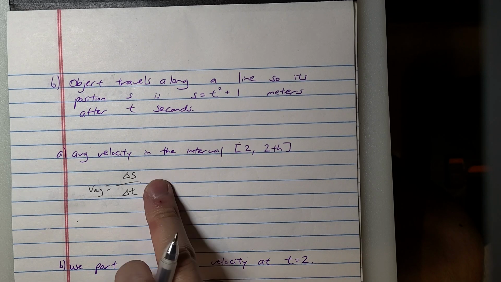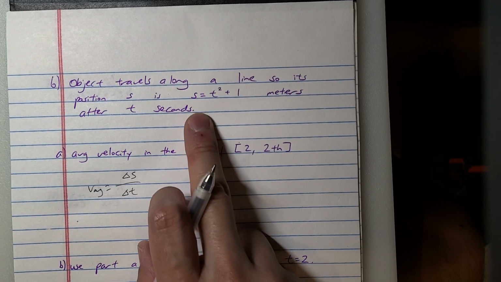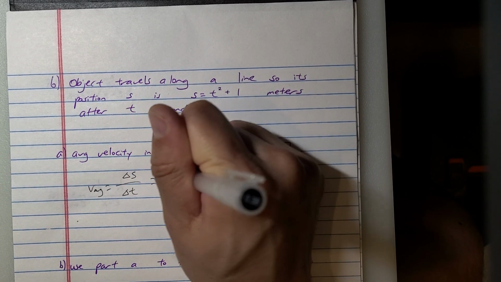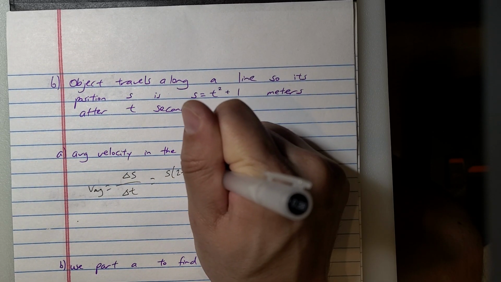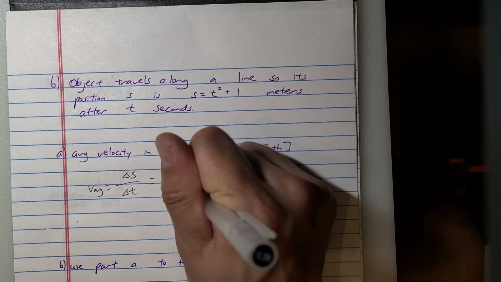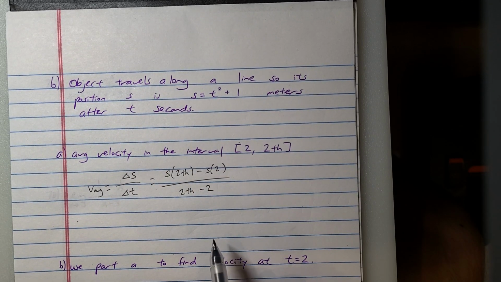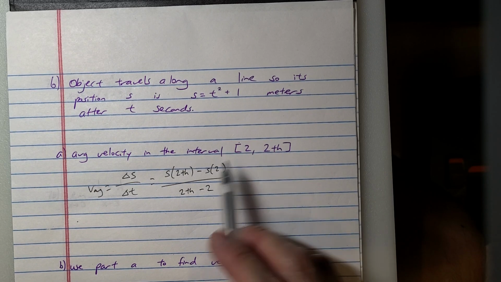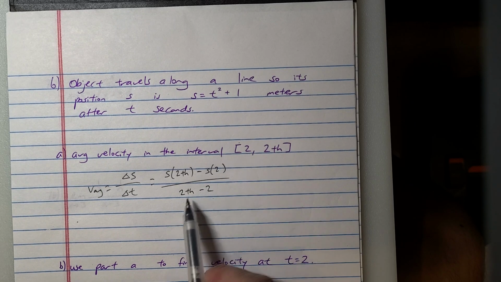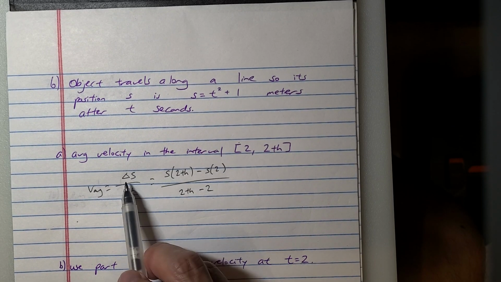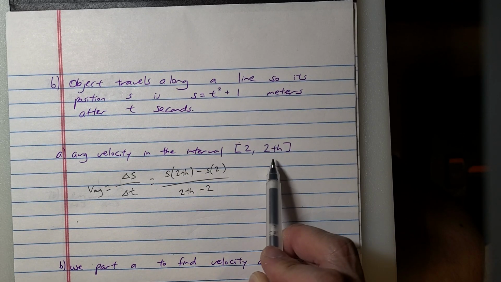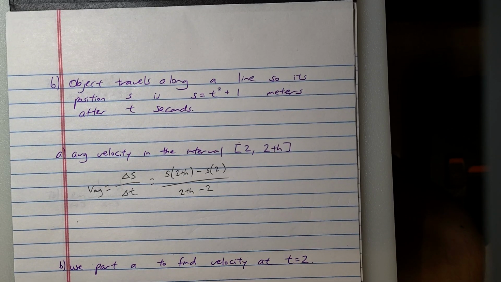Change in position will just be s of 2 plus h minus s of 2, over 2 plus h minus 2. So that's the change in time. This is the time interval 2 plus h and 2, so we take the difference, that's the change in time. Change in position, we use this function, we plug in t equals 2 and t equals 2 plus h. That's what we did there.